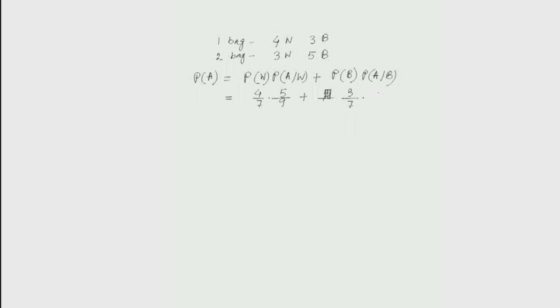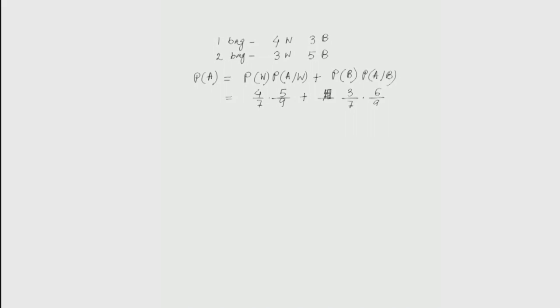So, it will be 3 by 7 into, and this conditional probability is nothing but that if a black ball is transferred from bag 1 to bag 2, then what is the probability that from bag 2 a black ball will be chosen, and that will become 6 by 9 because now there are 6 black balls in bag 2, and the total number of balls after this transfer is 9. That is why this probability will be 6 by 9. So, now we can calculate this probability, that is 20 plus 18 divided by 63. So, it will be 38 by 63.